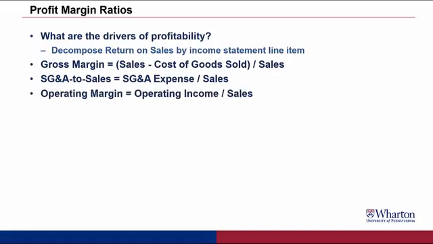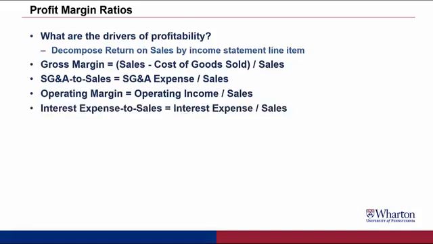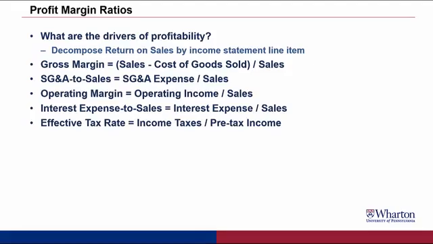We'll look at operating margin, which is a combination of the markup over cost, gross margin, and all the other expenses, SG&A. We'll look at interest expense to sales to get a sense of how financing is affecting profitability, although that's not part of the ROS ratio that we calculate. And then we'll look at the effective tax rate, which is income taxes as a function of pre-tax income.